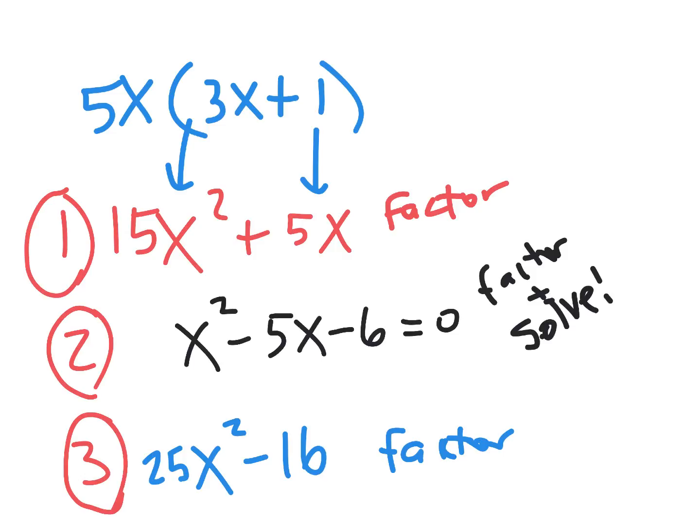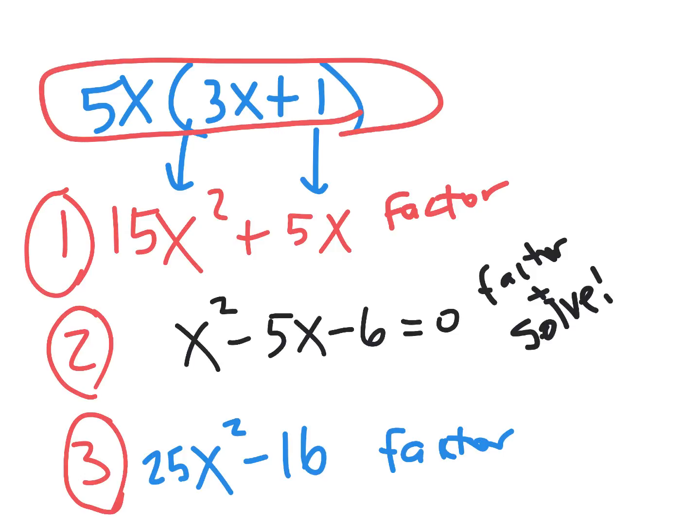That's it. And if they had asked for the solutions to that one, they didn't. But if they did, it would have been two things. It would have been 0 for this part. Why? Because 5 times 0 makes 0, and 0 times anything makes 0. 0 works. X equals 0. And the other answer? X equals negative 1/3. Because if I put that in where the x was, it would make it equal 0.